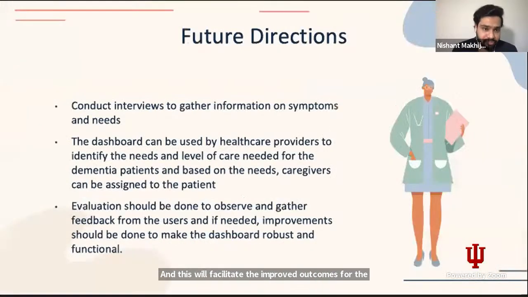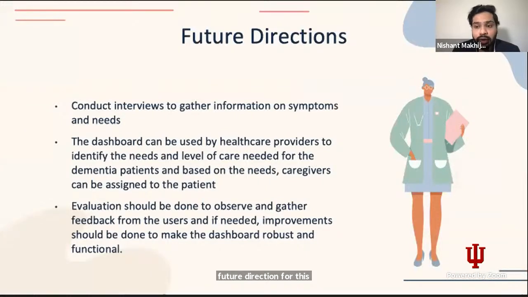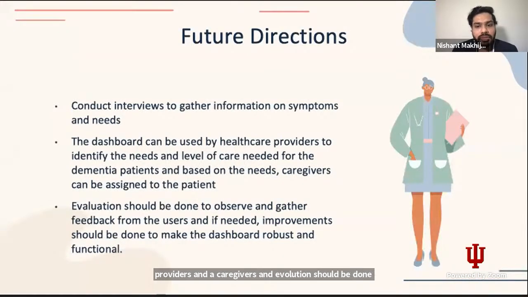The future direction for this: interviews will be conducted with people living with dementia and caregivers. The dashboard can be used by healthcare providers and caregivers, and an evaluation should be done to assess the functionality. Based on the feedback received from the providers, the dashboard can be improved.